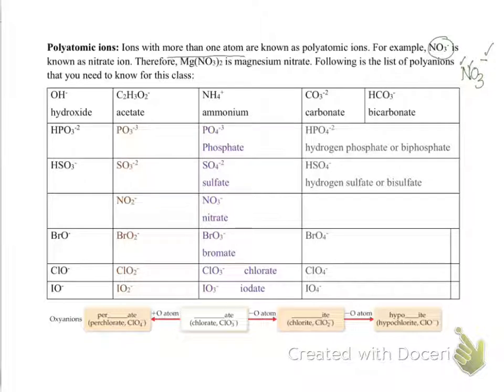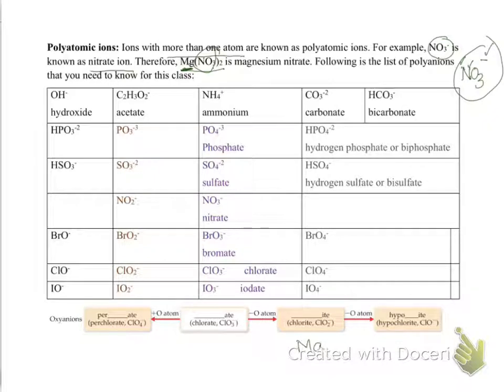So if you have more than one atom, then you have to memorize the name of that polyatomic ion. For example, NO3 with one negative charge is known as nitrate. So if you have a formula written like this, what will that be? The first one is magnesium, and NO3 is a nitrate: magnesium nitrate.